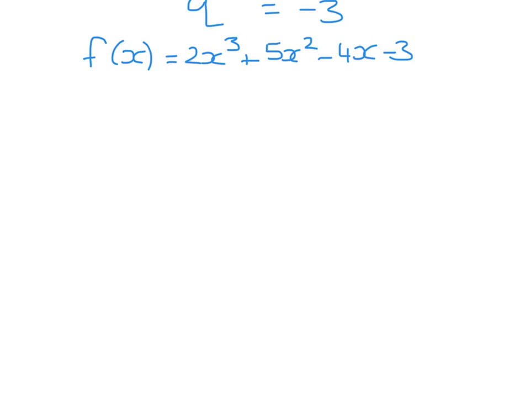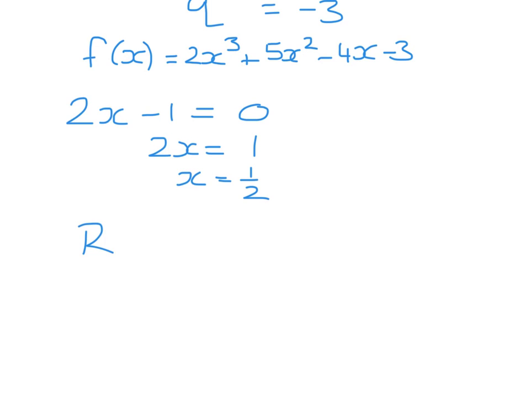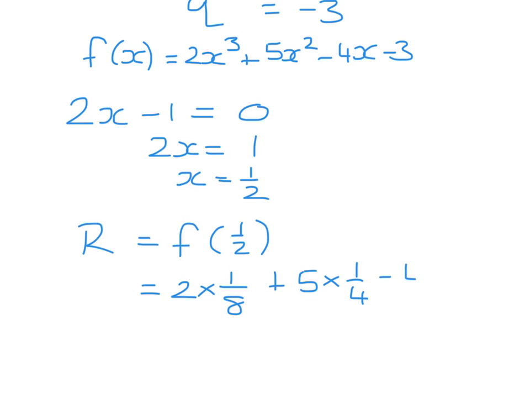In part 2, we're asked to find the remainder when it's divided by 2x minus 1. So we set 2x minus 1 equal to 0. 2x equals 1, x equals 1/2. And that means the remainder will be f of 1/2. 2 times 1/2 cubed, so that's an eighth, plus 5 times 1/2 squared, a quarter, minus 4 times 1/2 minus 3.